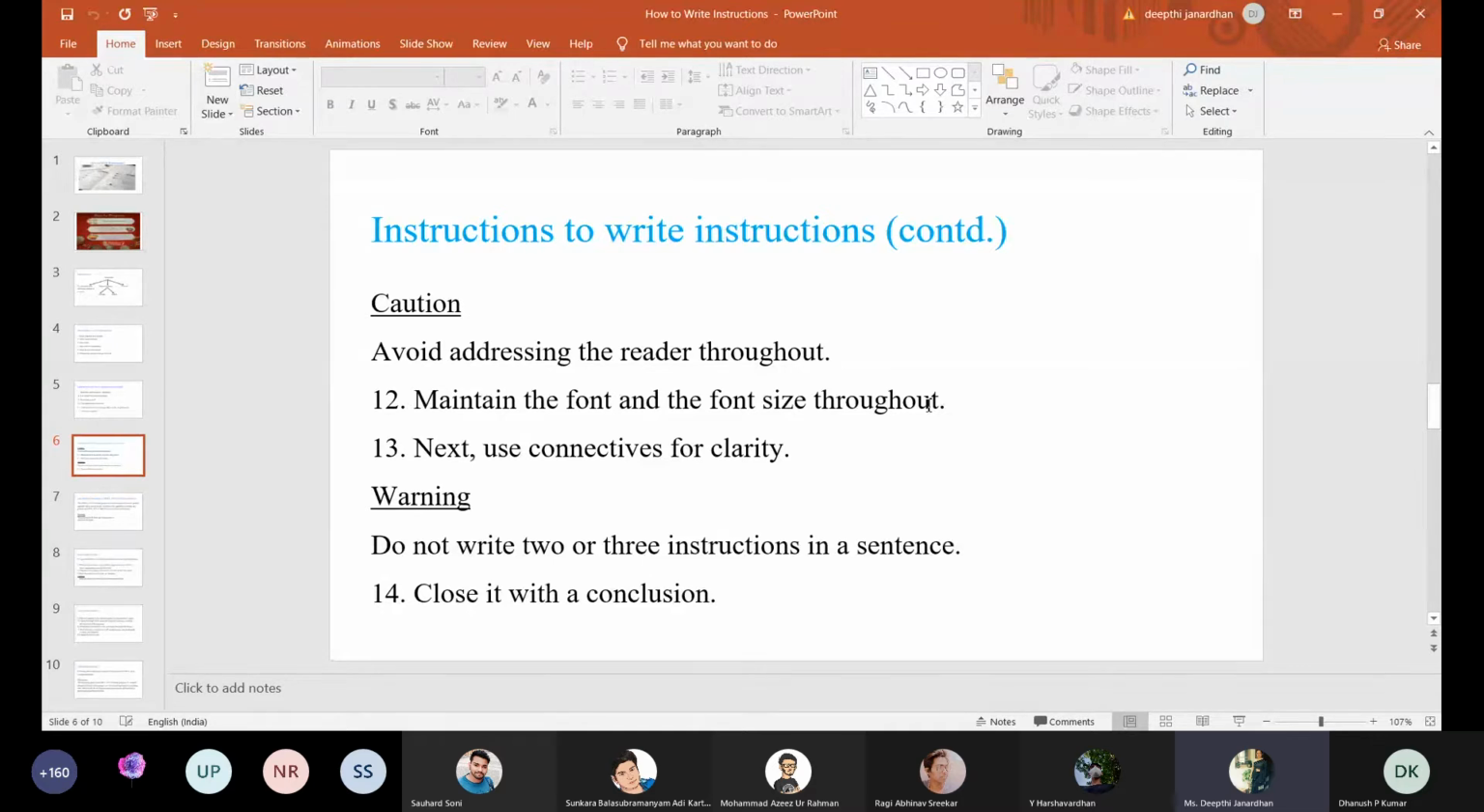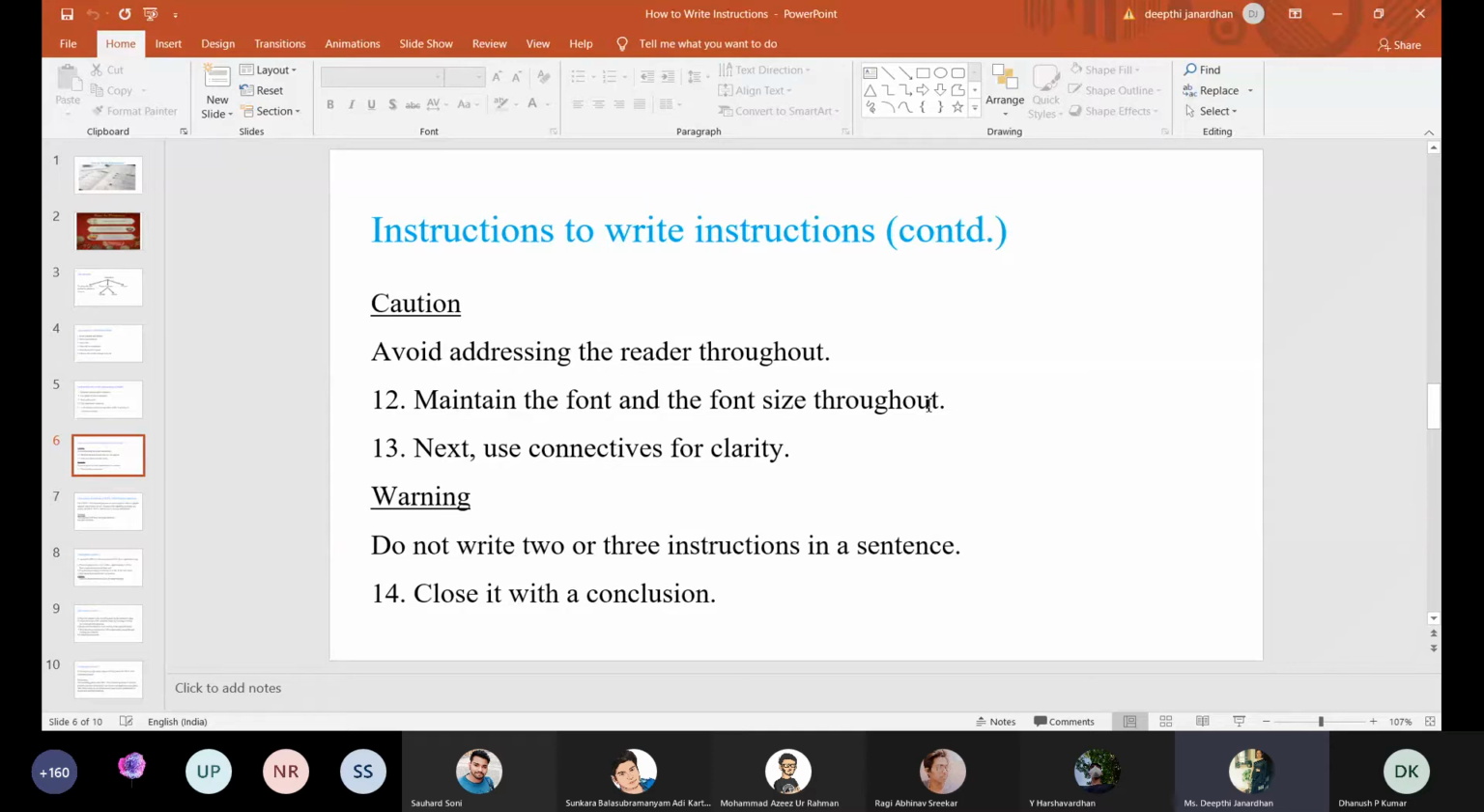Do not write 2 or 3 instructions in a sentence. This is something you need to know. One instruction in one sentence, flat. That is how it should be. Do not give 2 or 3 instructions in the same sentence. That would lead to confusion.